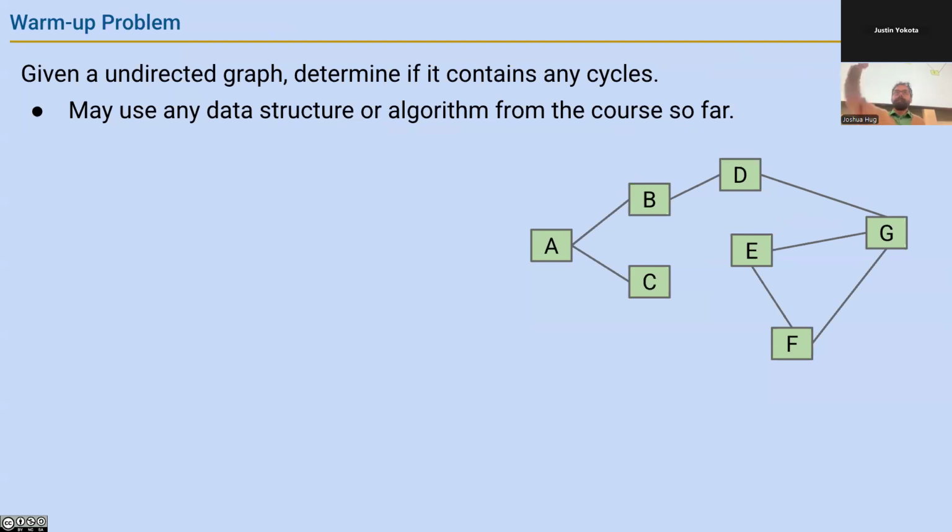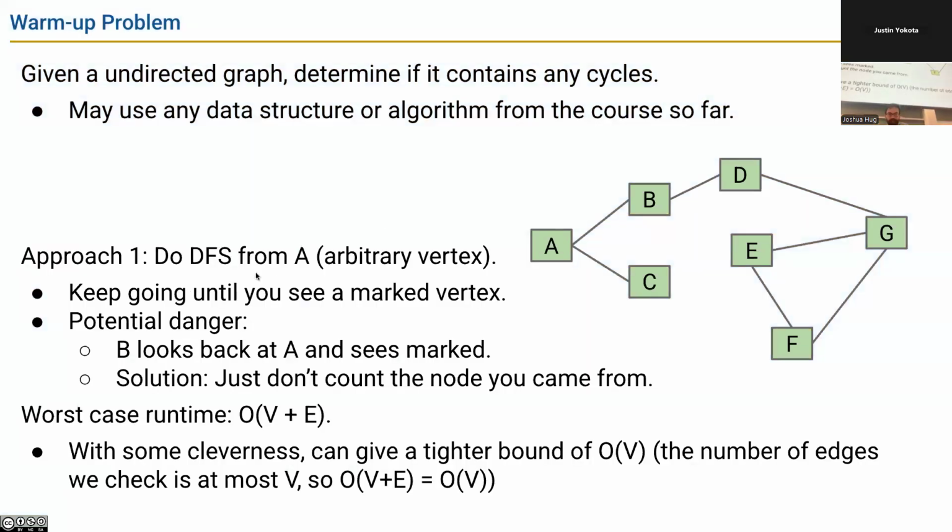All right. Someone want to give a suggestion? Right. Use DFS, and if you see something that's already marked that you didn't just come from, then there's a cycle. That's one approach. So just search with DFS. If you see something that's already marked, you know you've been there. Just make sure not to look back where you just came from. And this will take V plus E time. Any other ideas?